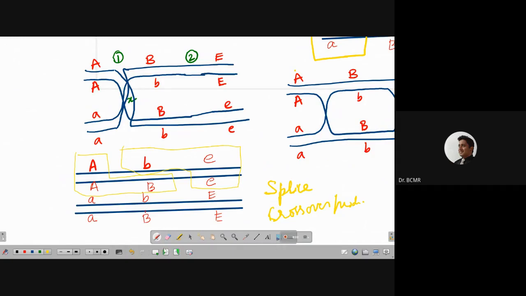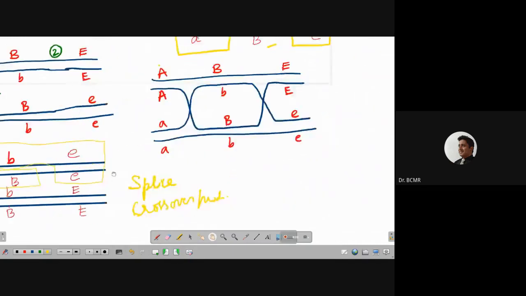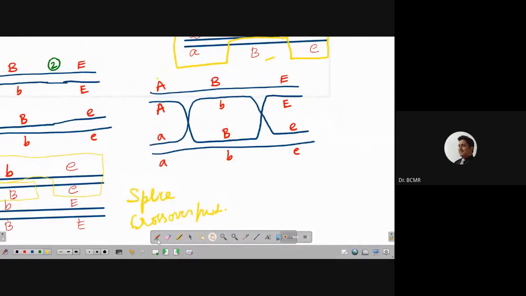I hope you understood how you can resolve. For practice, you should draw this diagram and solve it. This is X, you can resolve this at site 2, and Y, the Holliday junction, at site 1. And then you will be able to solve these problems very well. I hope you understood how to solve and resolve Holliday junctions.